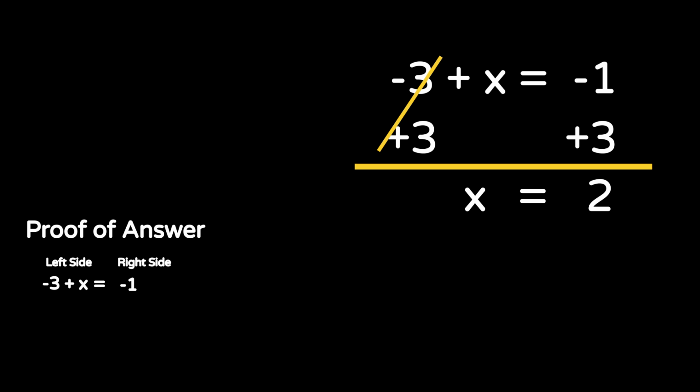Wherever we see x, we replace it with 2 and check if both sides remain equal. On the left-hand side, negative 3 plus 2 equals negative 1. On the right-hand side, we already have negative 1. Since both sides are equal, our solution is correct.